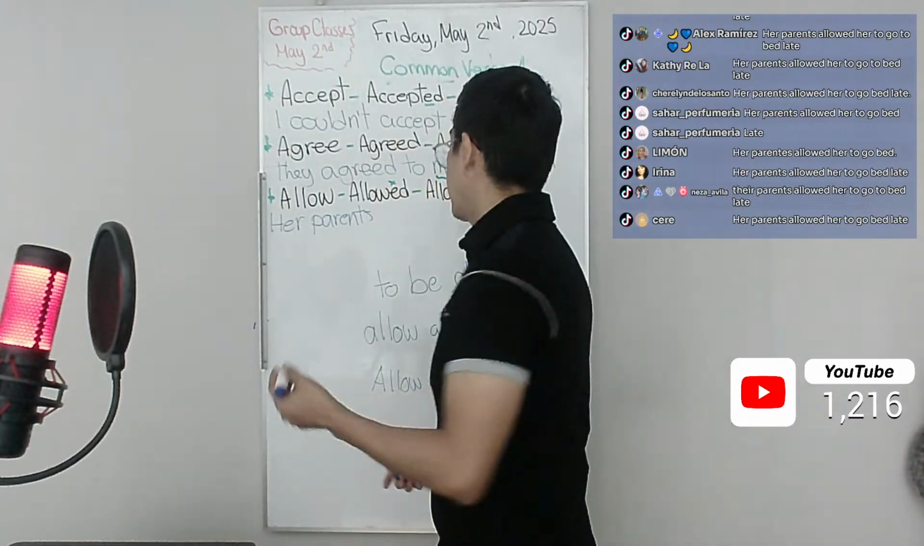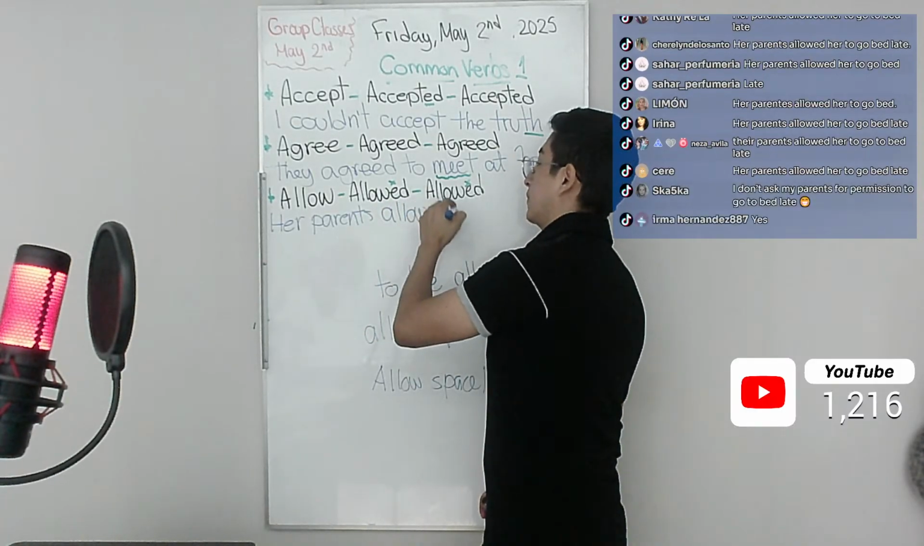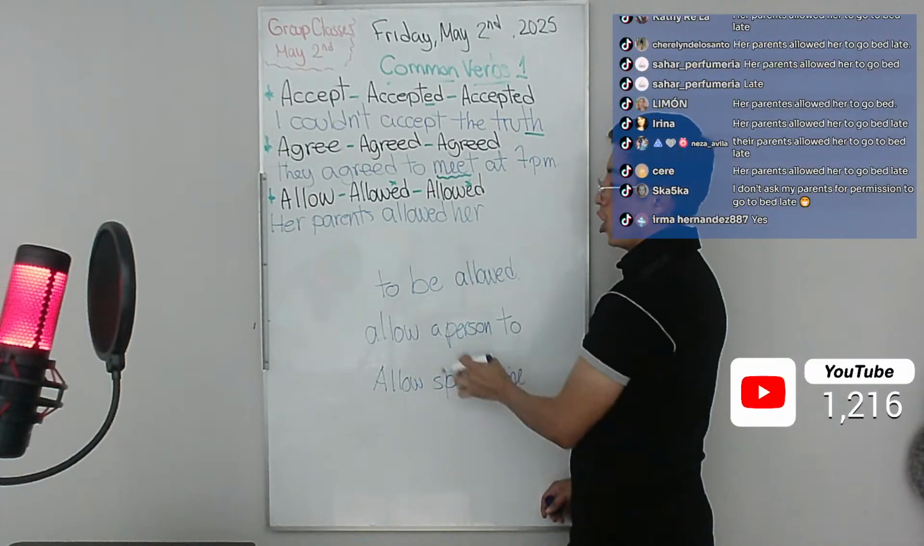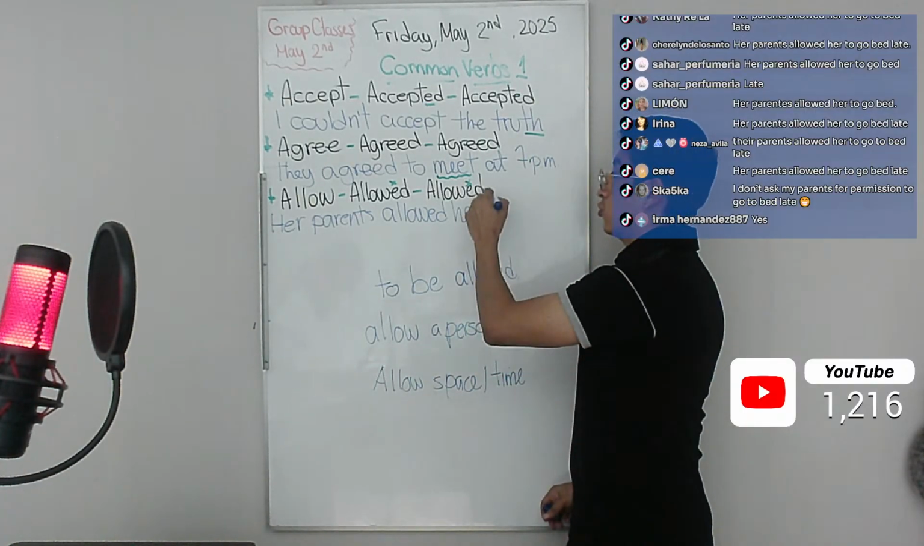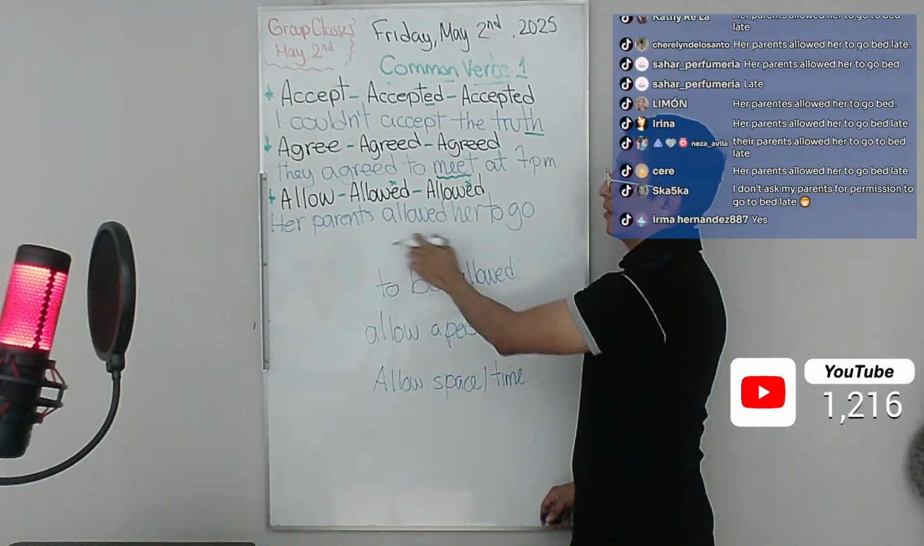Very good. Her parents, here. Look at this: allow her, a person, to go. Her parents allowed her to go.